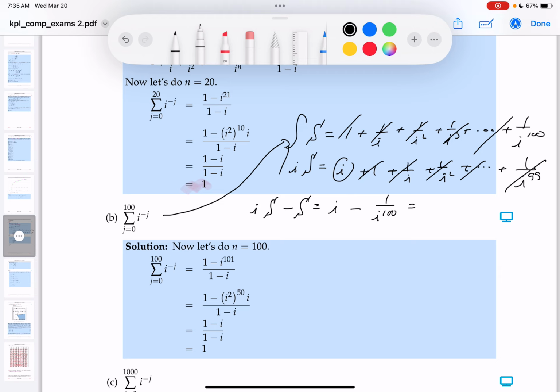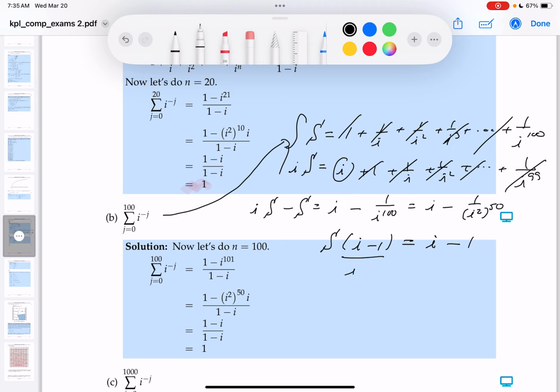Now, I actually find this easier to do than a formula. But I want to go through it one step at a time. I'm going to factor out an S on the left side, and you get i minus 1. On the right side, I need to simplify that. That's going to be i minus 1 over i squared to the 50th power. i squared is minus 1, but the 50th power is plus 1. So I just get that over there.